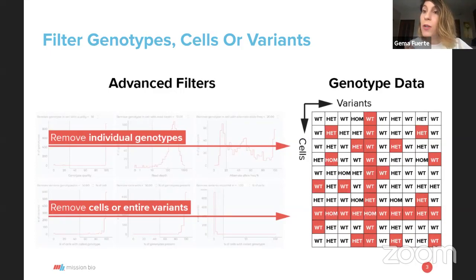So these individual squares. Now, when you work with filters 4, 5, and 6, you will be removing the whole row or the whole column. And this is what you see here. You remove either the whole cell or the whole variant. So let's move on to the first one.